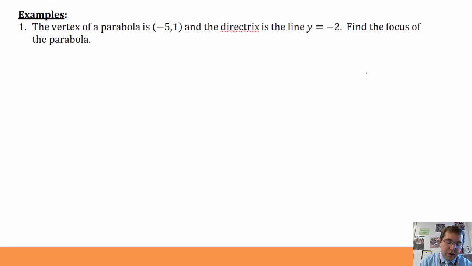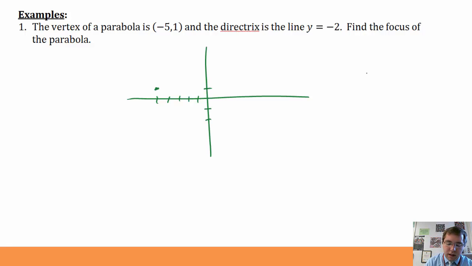For example, the vertex of a parabola is (negative 5, 1), and the directrix is the line y equals negative 2. Let's find the focus. So it's going to help if we draw a graph. The vertex is at (negative 5, 1), and the directrix is the line y equals negative 2. So that's this horizontal line down here. I've got (negative 5, 1), my vertex, and the directrix is the line y equals negative 2.